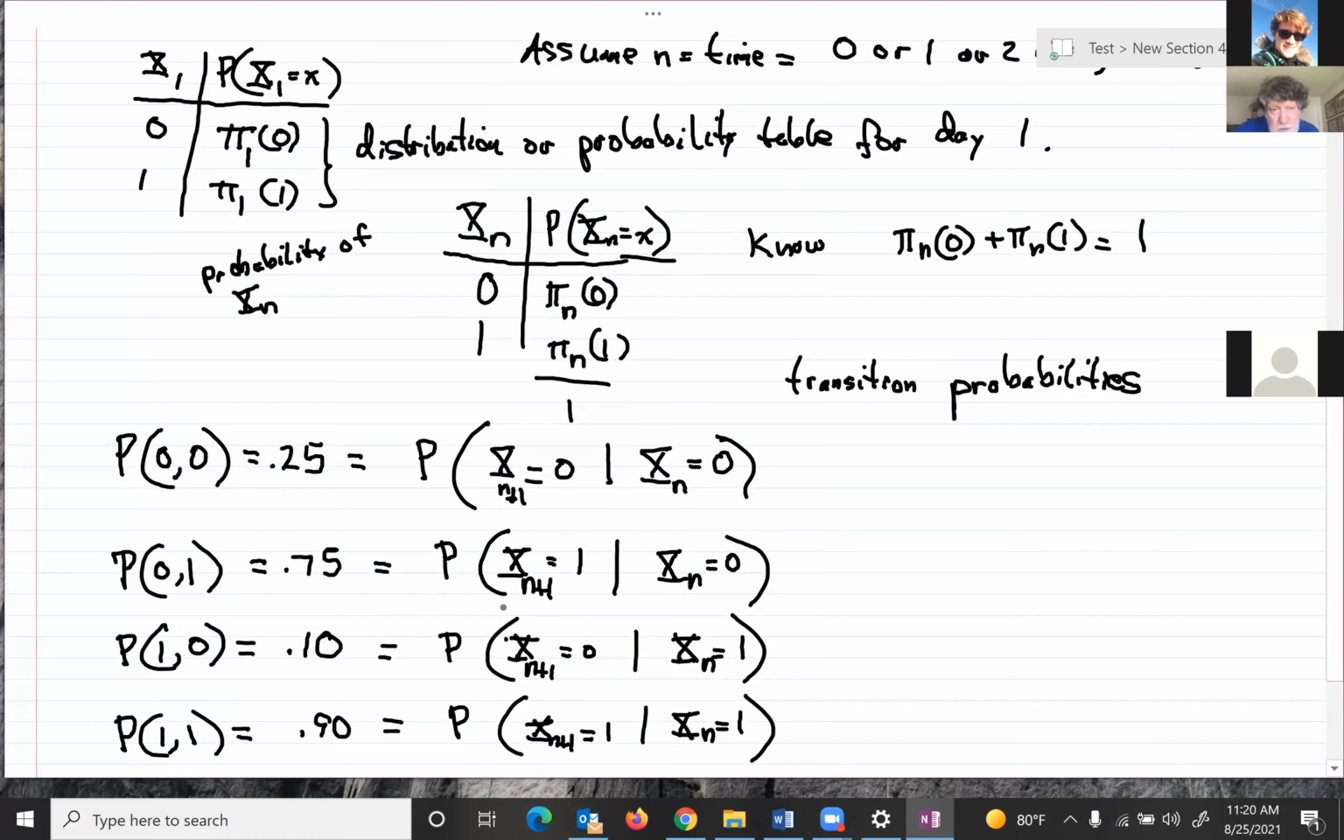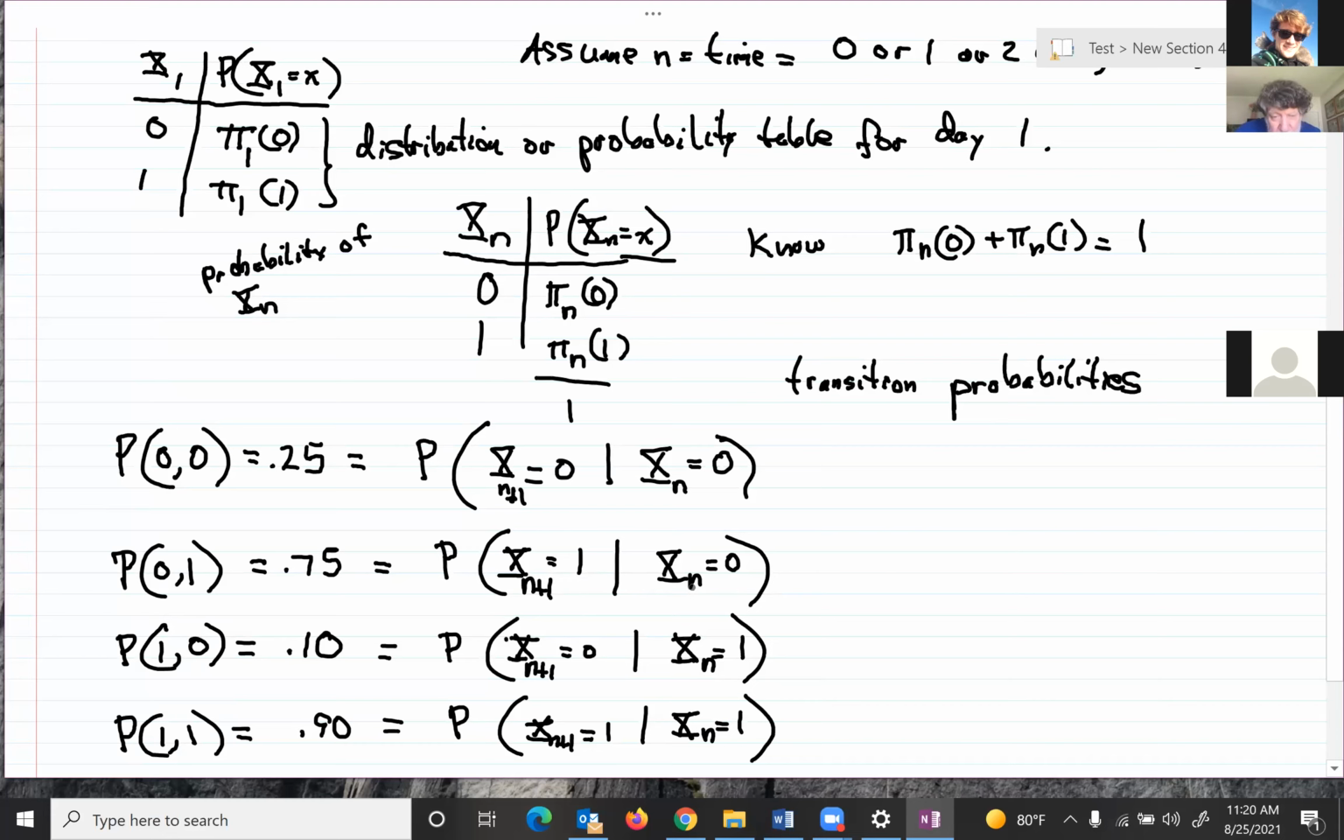We've assumed that the probability... let's look at one case. This is the probability of being broken today and working tomorrow. So that's the chance that it got repaired in a day's time. We're assuming that that probability is 3 out of 4, or 75%, no matter what day we're at.